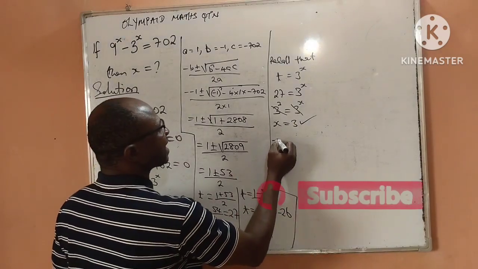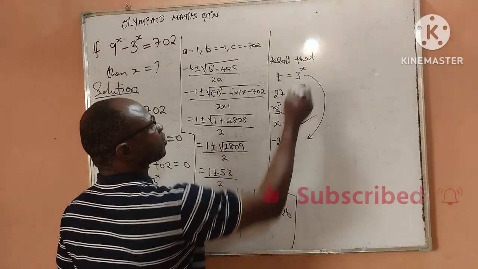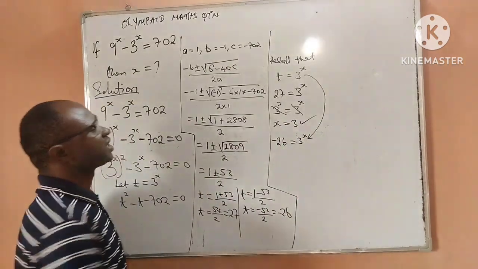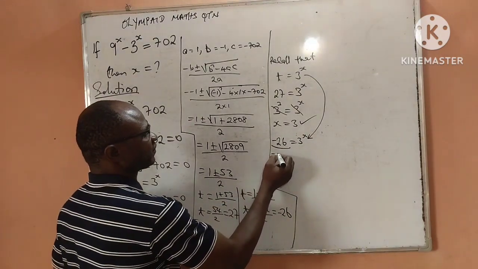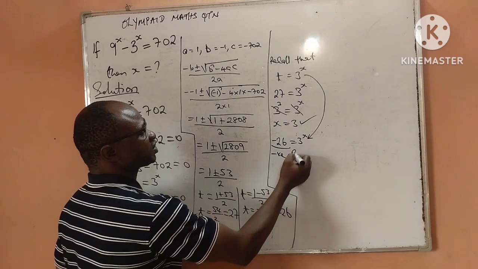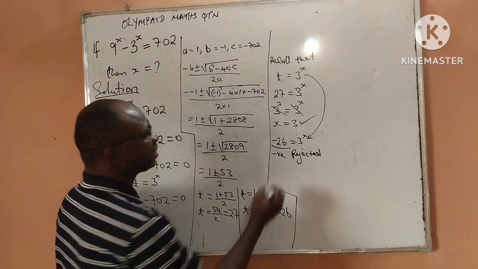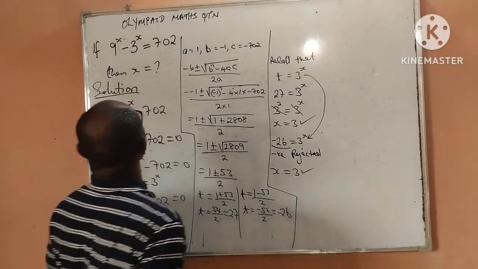Can we have minus 26 equal to 3 raised to the power x? Because it's an exponent, x is the power of 3, we cannot get this to be negative. Therefore, this should be rejected, meaning that the value of x is equal to 3 as the final answer.